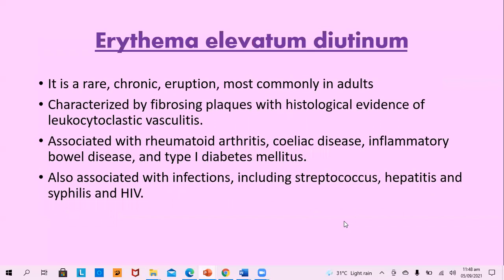Now I'm going to discuss the second disease, which is characterized by neutrophilic dermatosis with vasculitis. It's a rare chronic eruption, most commonly seen in adults and named erythema elevatum diutinum. Characterized by fibrosing plaques with histological evidence of leukocytoclastic vasculitis, neutrophilic infiltrate, and fibrosis. It is associated with rheumatoid arthritis, celiac disease, inflammatory bowel disease, and type 1 diabetes mellitus. It is also associated with infections that include streptococcal, hepatitis, syphilis, and HIV.